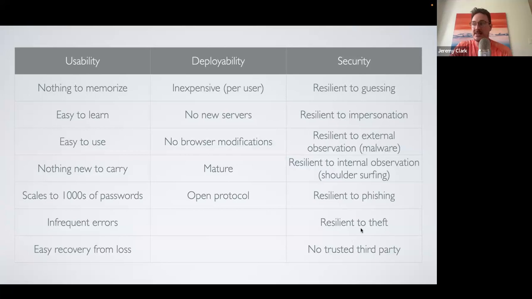Resilient to theft. So can I steal something? Like if I steal your hardware token or I steal your phone, what am I able to do with it? And then third parties, this is more maybe from a privacy perspective. So like, is Facebook, Apple, Google getting pinged every single time you log in?